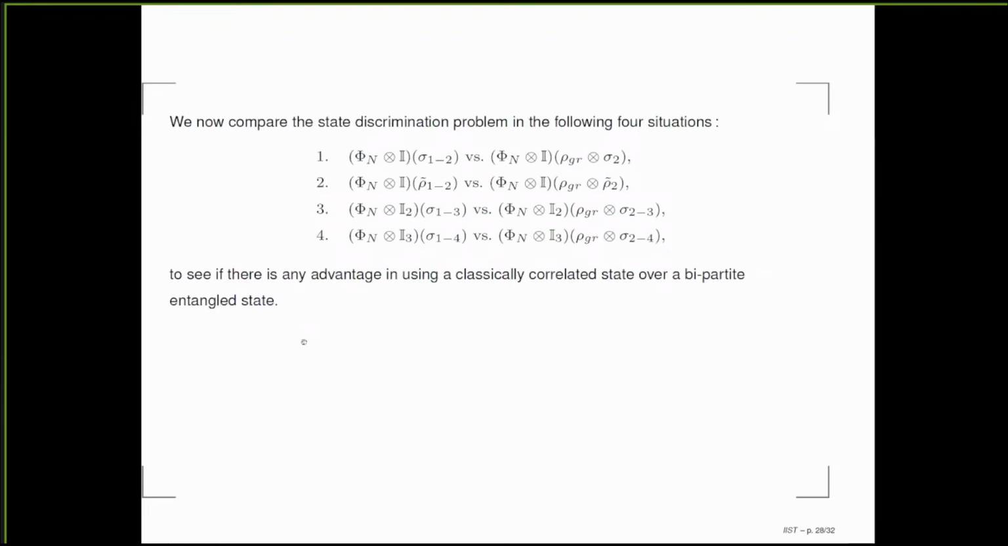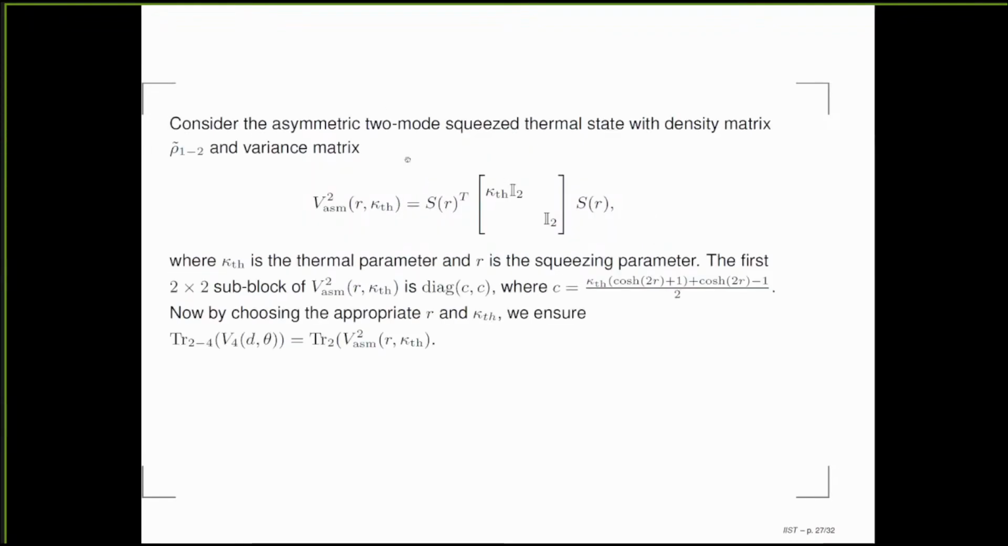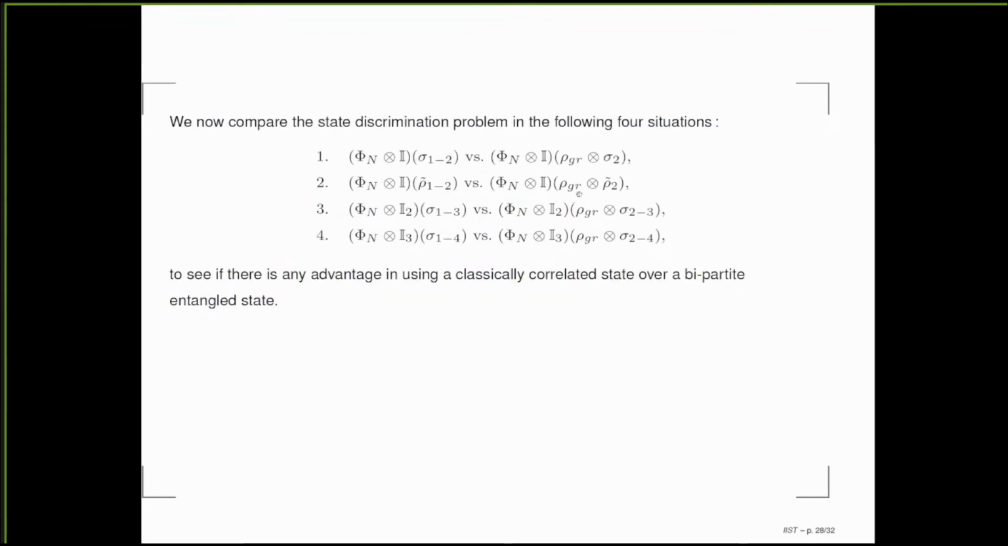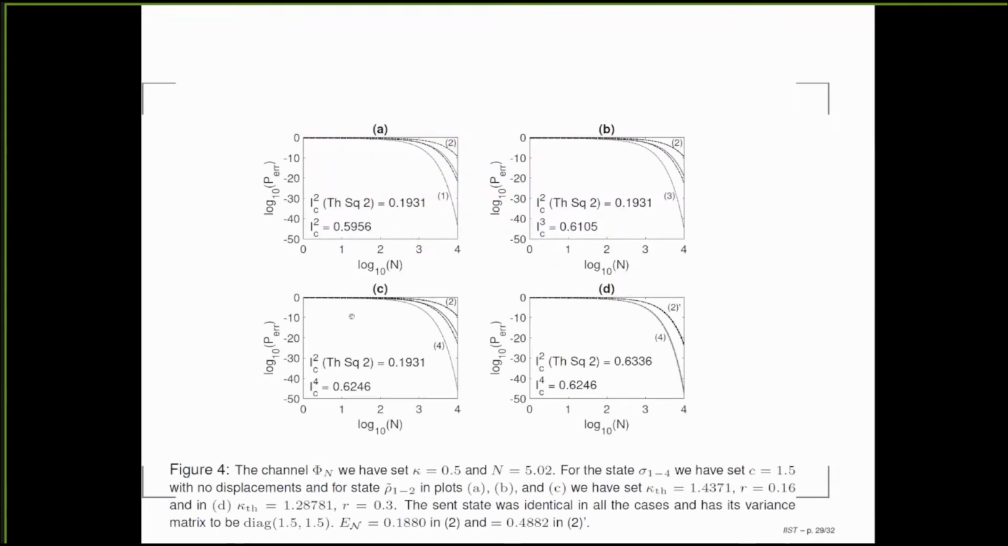You can ensure that. So now we want to compare as before four scenarios: sigma 1, 2 versus rho ground tensor sigma 2, rho tilde 1, 2, this entangled state, versus rho ground tensor rho tilde 2, and then sigma 1, 3 versus sigma ground tensor sigma 2, 3, and then sigma 1, 4 versus rho ground tensor sigma 2, 4. And we see if there's an advantage using classically correlated state over bipartite entangled state. So again, we do the analysis. What we found is, okay, so here again, these two graphs are the relevant graphs.